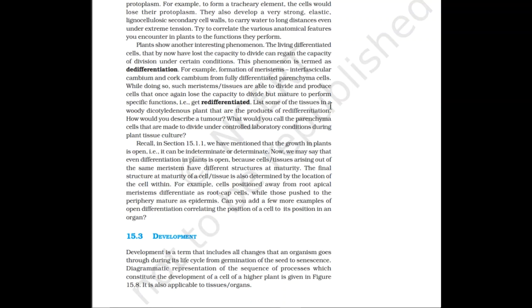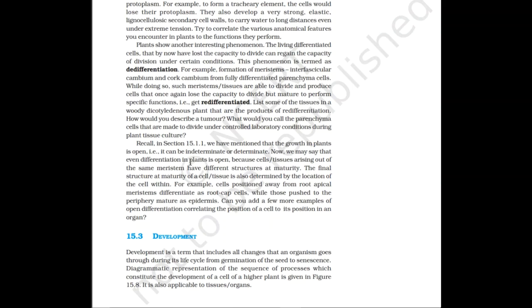List some of the tissues in a woody dicotyledonous plant that are the product of redifferentiation. How would you describe a tumor? What would you call the parenchyma cells that are made to divide under controlled laboratory conditions during plant tissue culture?